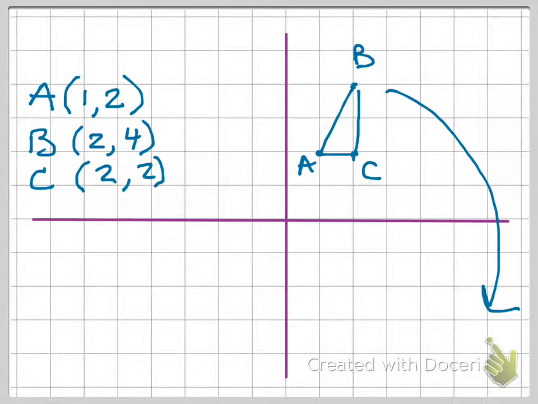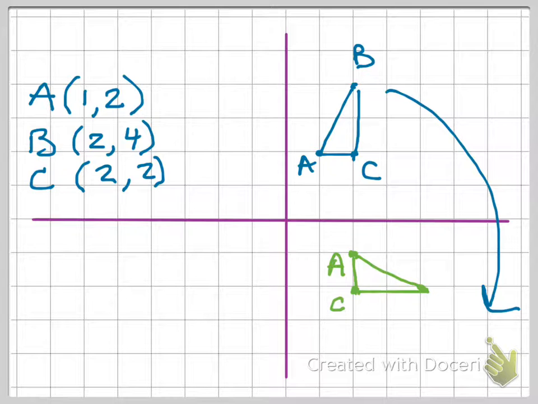So that would end up with A being, let's do a different color, A being here, C would be here, and then B would be here. Okay, that would be if I took this triangle and turned it 90 degrees.